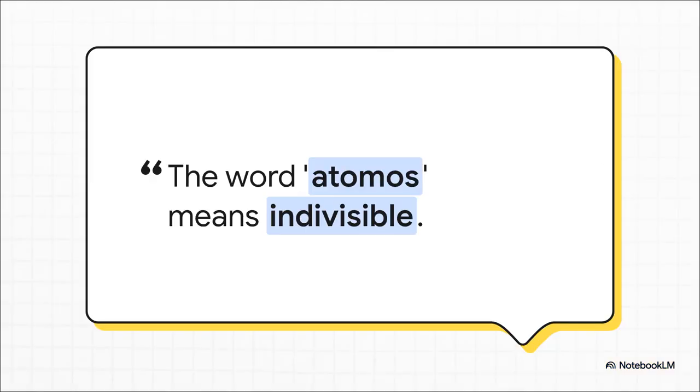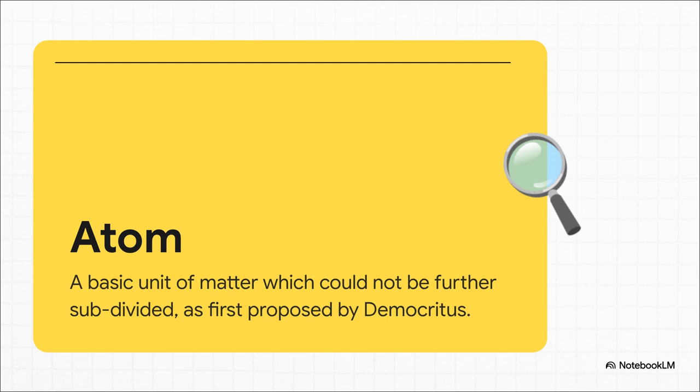And this idea isn't new at all. We're talking over 2,000 years ago. The Greek philosopher Democritus had this thought. What if you kept cutting a piece of matter in half, over and over? Eventually, you'd hit a point where you just couldn't cut it anymore. He called that final, tiny piece atomos, which literally means indivisible or uncuttable. And it turns out he was pretty much spot on.